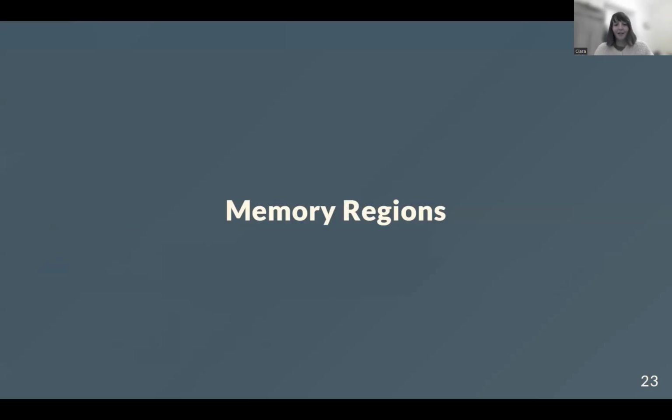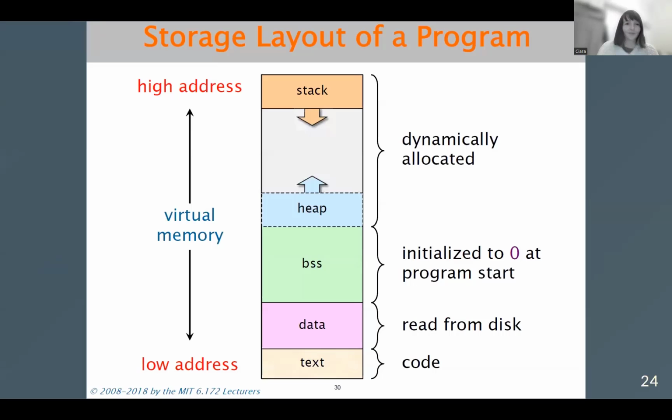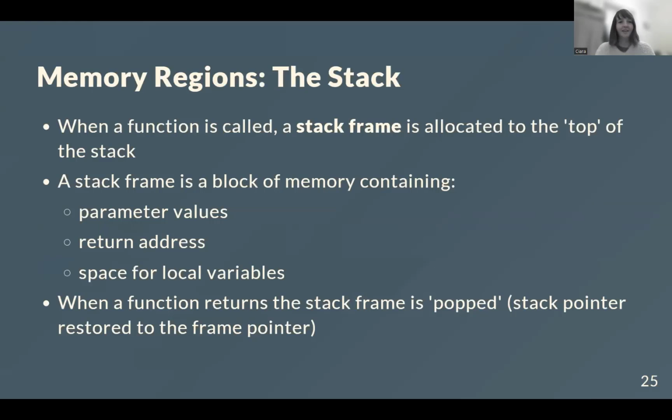So moving on now to memory regions. Again, going back to that diagram from earlier, this is the kind of model to have in your mind. So the first thing to talk about is the stack. When a function's called, a stack frame is allocated onto the top of the stack. And that stack frame is a block of memory containing parameter values, return address, and space for local variables.